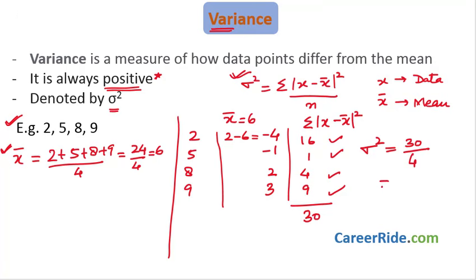Right. So this will give me what? This will give me 4 7s are 28, 7.5. So sigma square's value here is what? It is nothing but 7.5. Very, very easy. Nothing difficult at all here.